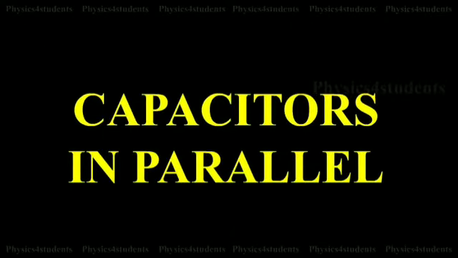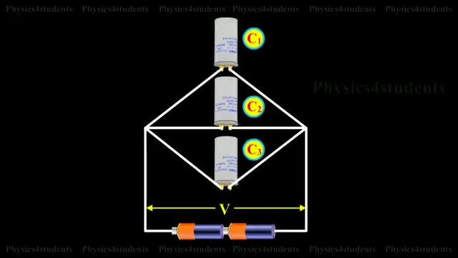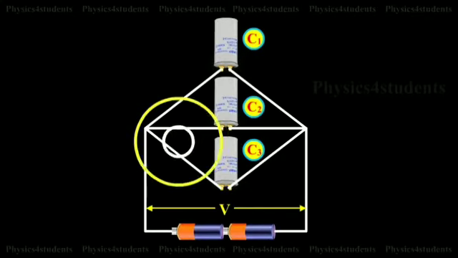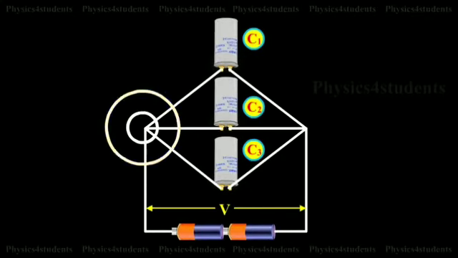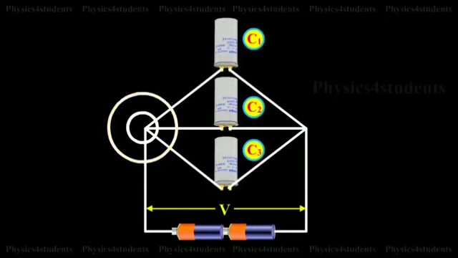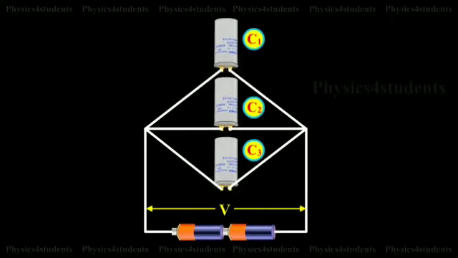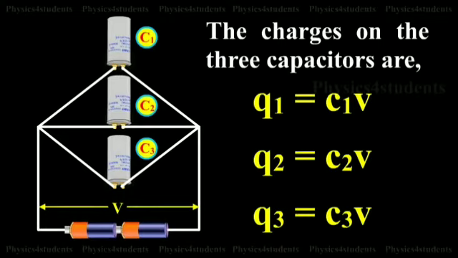Next, capacitors in parallel. Consider three capacitors of capacitance C1, C2 and C3 connected in parallel with a battery of voltage V as shown in the figure. Since corresponding sides of the capacitors are connected to the same positive and negative terminals of the battery, the voltage across each capacitor is equal to the battery's voltage. So, the charges on the three capacitors are Q1 is equal to C1V, Q2 is equal to C2V, Q3 is equal to C3V.